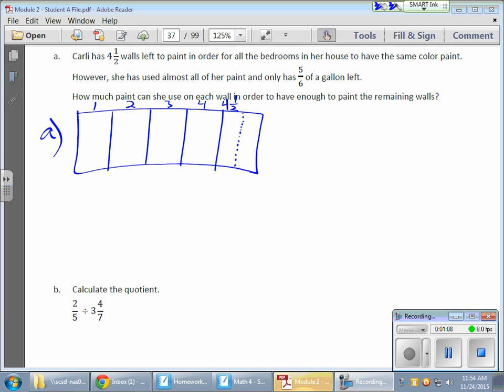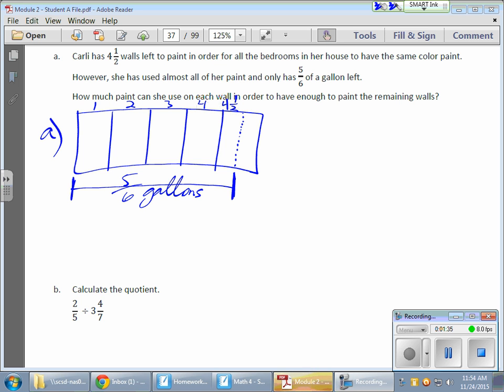So 4.5 walls, and she needs to do this with 5/6 gallons of paint. So 5/6 gallons of paint. There it is. So notice I put the end line right here because that's what she needs to use the paint for, the 4.5 walls. Now, I can see that I need to take my 5/6 and split it by the 4.5.